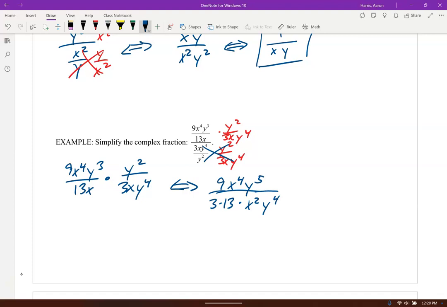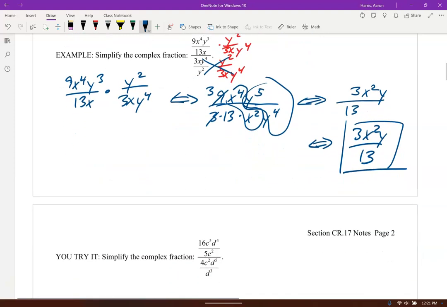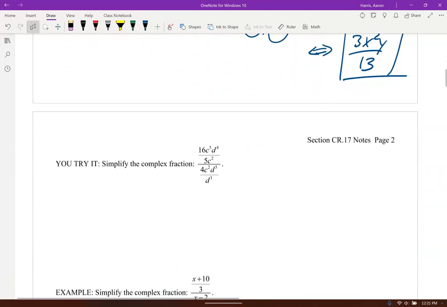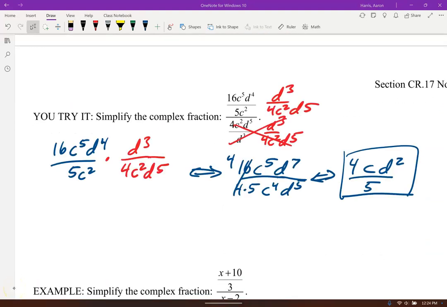Now let's see what cancels. 9 over 3 gives us 3. x to the fourth over x squared leaves us with x squared. And then y to the fifth over y to the fourth leaves us with 1 y on the top. So let me write that a little neater. 3x squared y over 13. I want you guys to try that one and punch in your answer for this one right here. All right, make sure you got that work there for that one.